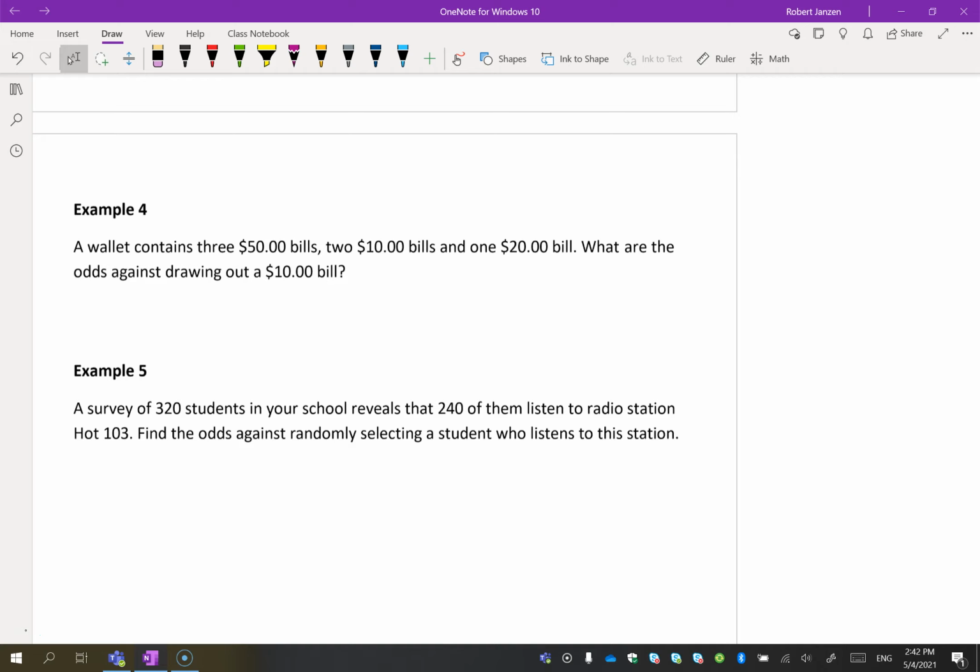A wallet contains 3 $50 bills, so there's a 50, a 50, a 50, 2 $10 bills, and 1 $20 bill. What are the odds against drawing out a $10 bill? There are 2 $10 bills, and then there are 4 that are not. So the odds against, against means not a 10. There are 4 of those compared to 2 that are. So the odds are 4 to 2.